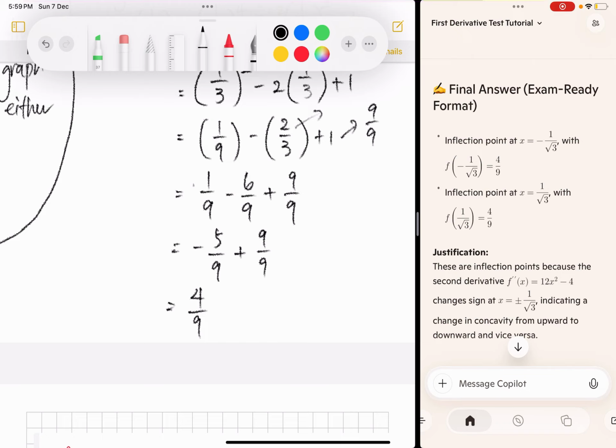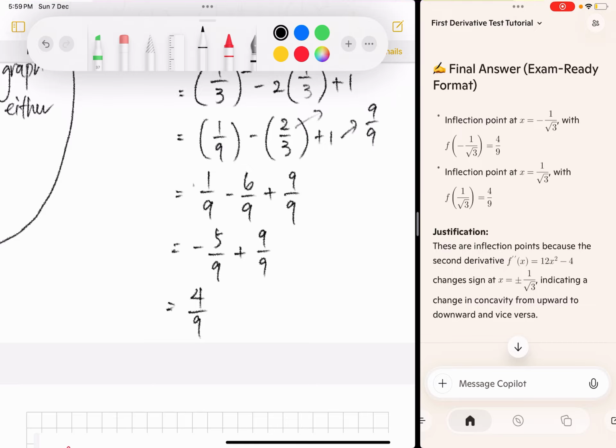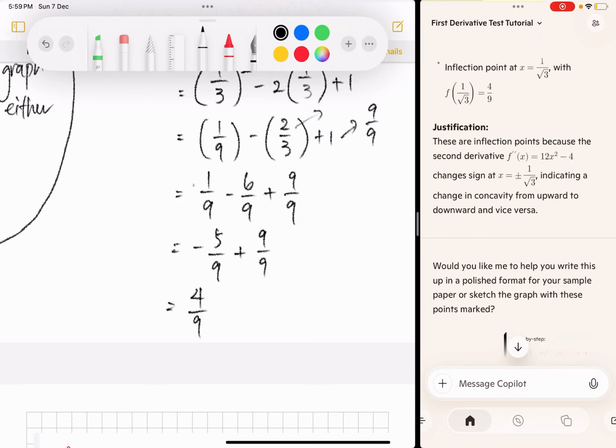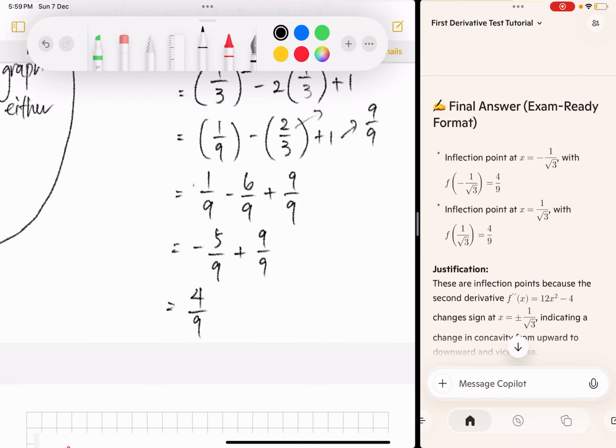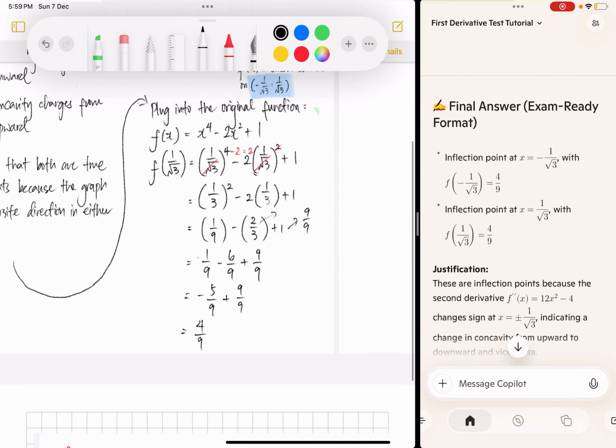Here, this is how you can write it down in the exam. Inflection point at x equals negative 1 over square root of 3 with y equal to 4 over 9. Inflection point at x equals 1 over square root of 3 with y equal to 4 over 9. These are inflection points because of the second derivative, we don't really have to, but yeah. So the y coordinate is 4 over 9. I hope that makes sense.